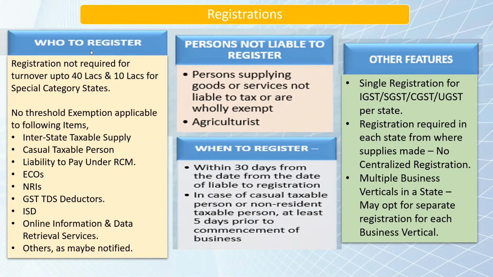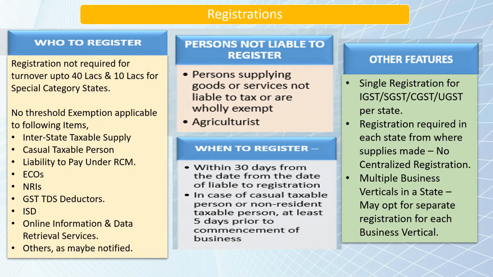So, who is liable to get registered under GST? There is a threshold limit, and that threshold limit is based upon the PAN number of the GST. The limit is 40 lakhs for normal states and 10 lakhs for special category states.